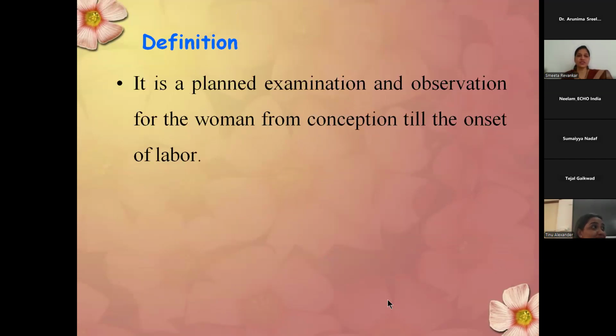So coming to the definition of the antenatal examination, it is a planned examination and observation for the woman from conception till the onset of labor. So it is a planned examination. Whatever examination we carry out is planned, and it should be a proper observation of the woman from conception, from the moment she is pregnant, till the onset of labor.